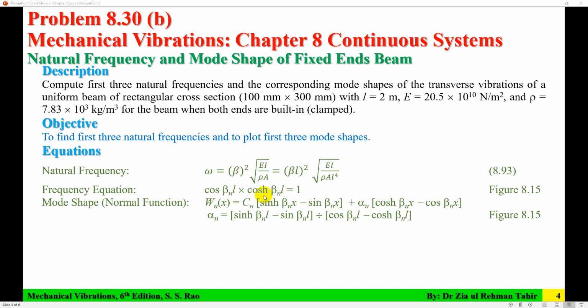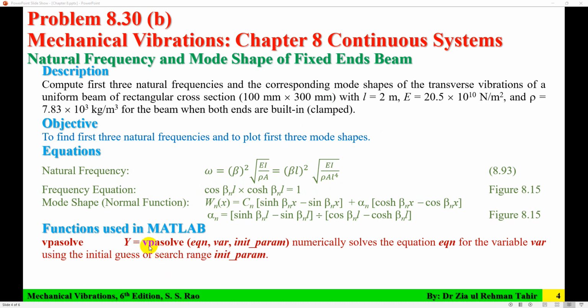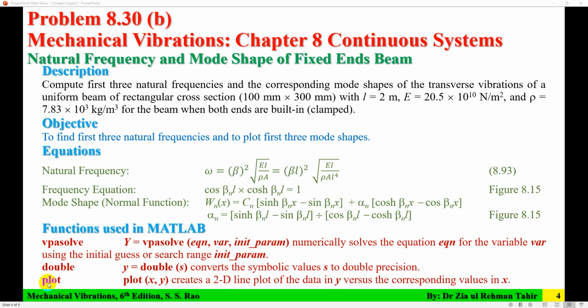Then I'm going to solve this in MATLAB, and I'm going to use the vpasolve function. It solves equations, so it will be used to solve the frequency equation. The double function is also used, and then plot, which creates a 2D plot in MATLAB. So the first step is to solve the frequency equation.